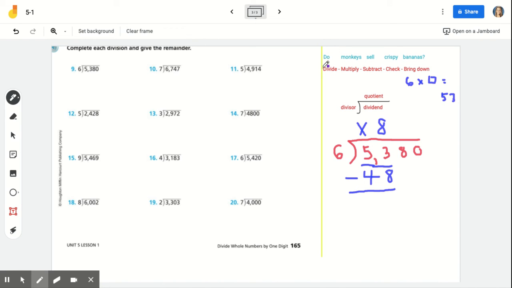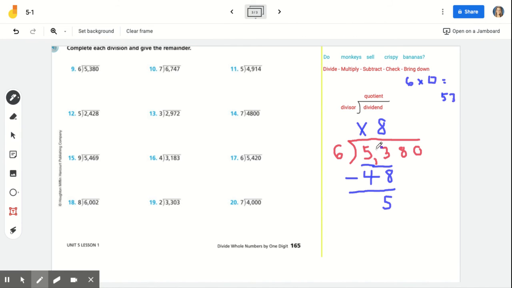So we just divided, we multiplied. Now our next step is subtract. What's 53 minus 48? You might need to borrow, or we could skip count over. We should get 5. Did you get 5? Great. So we just subtracted. Next step is to check.